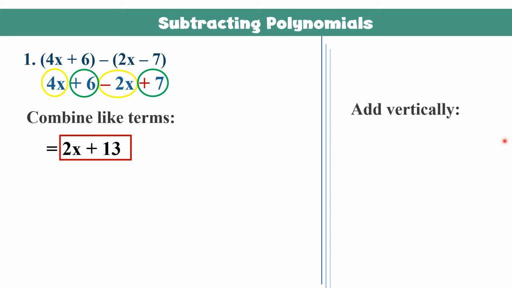In solving them vertically, you will do the same process. Copy the first polynomial, 4x plus 6. Then before you proceed, you have to change the sign of each term inside this parenthesis. So positive 2x will become negative 2x, and negative 7 will become positive 7. Then proceed in adding them. Combine positive 4x and negative 2x, you will have 2x. And then positive 6 and positive 7, you will have positive 13. So the same answer with this one.